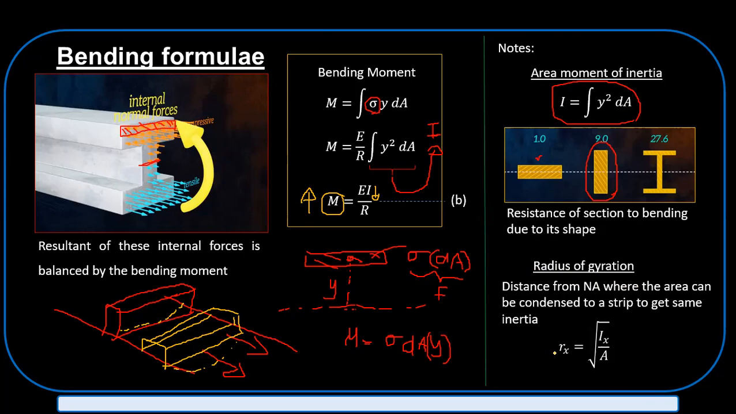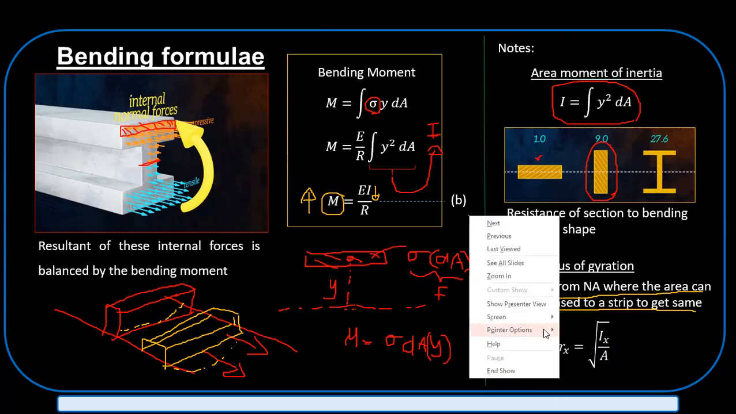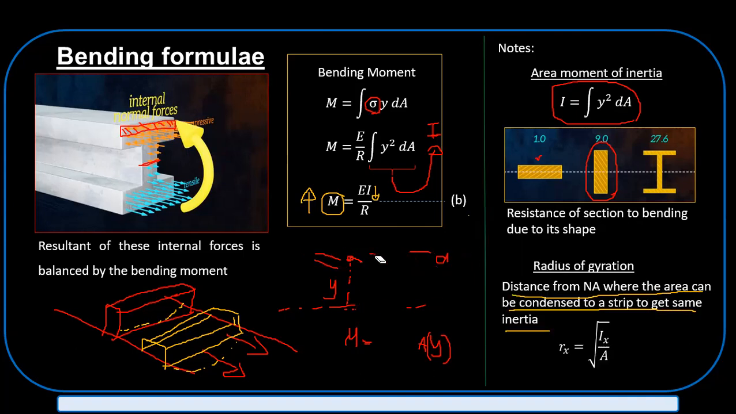What does it particularly mean? Let's use a simple equation: Rx equals the square root of Ix over A, right? Just think about the physical meaning of it. You are dividing the whole I by its area. That means it is the distance from the neutral axis where the particular area can be condensed into a strip to get the same inertia. I think you didn't understand that, right? Let me close.